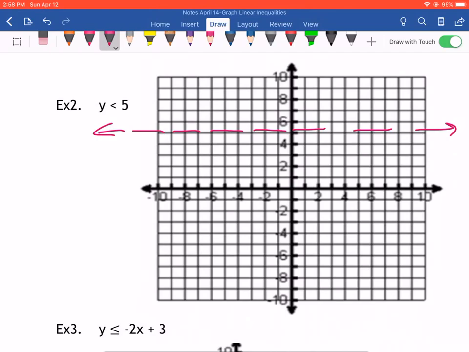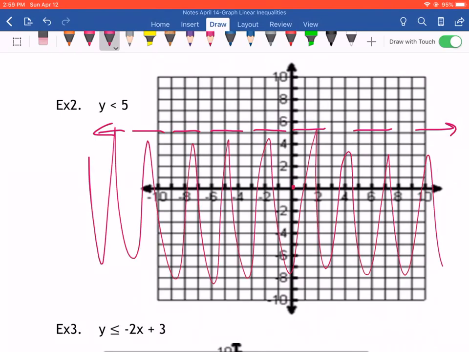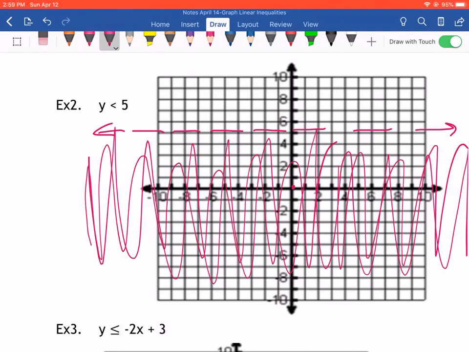Now I want to know where I'm supposed to shade. So I want to look at the point y equals 0. If I plug 0 in for y, is 0 less than 5? The answer is yes. So I have to shade where that value for y is located. In this case, all of my y values that are less than 5 are solutions to this inequality.